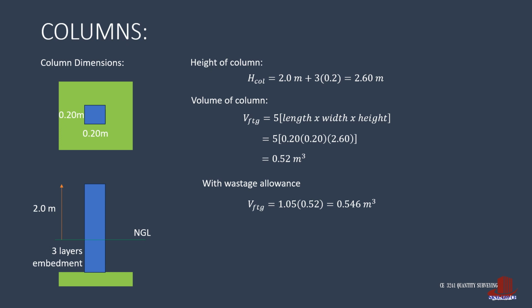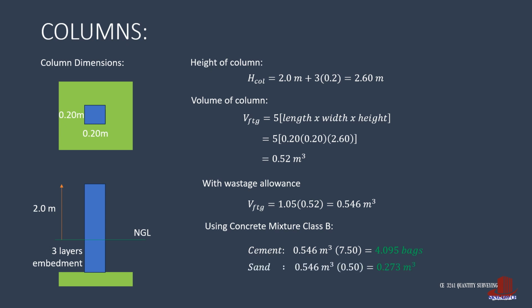This volume is used for the quantities of components, where cement is computed as 0.546 by 7.5, resulting to 4.095 bags of 40 kg cement. For sand, take 0.546 times 0.5, or that is 0.273 cubic meters. Gravel is taken as 0.546 by 1, which is still 0.546 cubic meters.